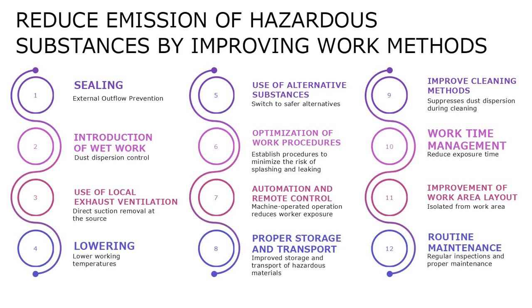Seventh is automation and remote handling, which reduces workers' direct exposure to hazardous materials by automating or switching to remote handling. Eighth, improve proper storage and transport. Review storage and transport methods to prevent leakage and dispersal of hazardous substances.